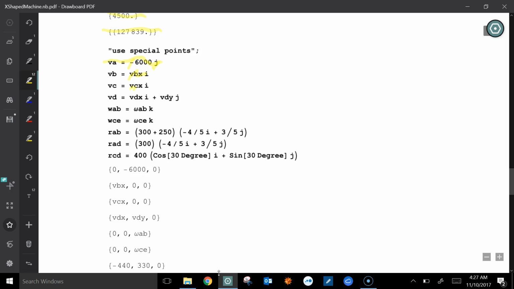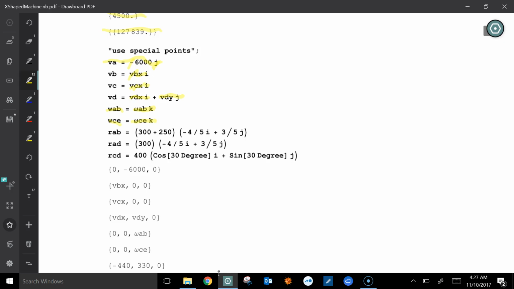Velocity of C, similar. Velocity of C is to the right. I have no idea what it's doing actually, but I say I know it is horizontal. The D, I don't know anything about it actually. So it has two components, possibly an I and a J. I don't know anything about them. I assume it's going to the right and up. The omega AB is counterclockwise. Omega CE also counterclockwise. I have no idea what they're doing, and it doesn't really matter.